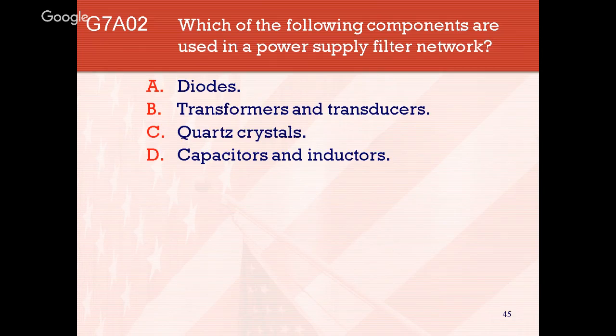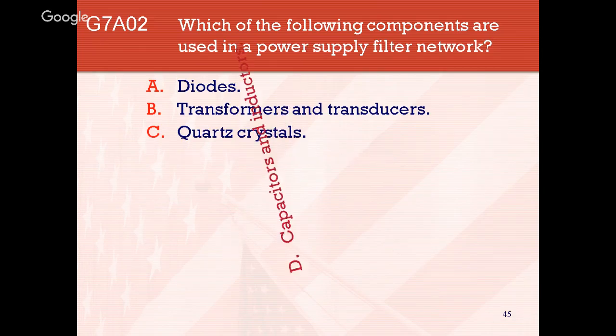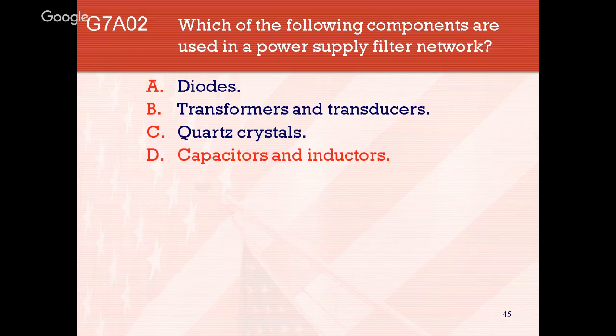Which of the following components are used in a power supply filter network? When you look at this, you're looking at a power supply filter network, and it's only specifically talking about the filters that are in that power supply. So we talked about this before: what components actually help smooth out that pulsing DC signal that comes in. You have something that takes part of that and stores it. Inductors help oppose some of the reverse voltage that's in there. So the components that we use are capacitors and inductors.